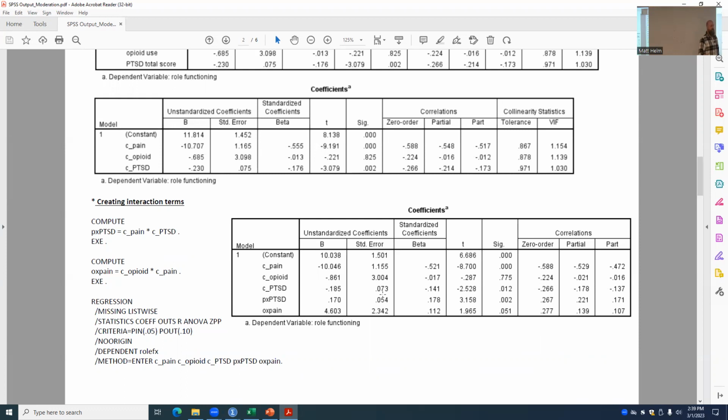Where do I have evidence for effects? You mean like the standardized coefficient, the beta? Well, we're looking at p-values right here, just to go through and identify effects. Where are we seeing effects? Pain, okay. PTSD. Yeah. The interaction between pain and PTSD.